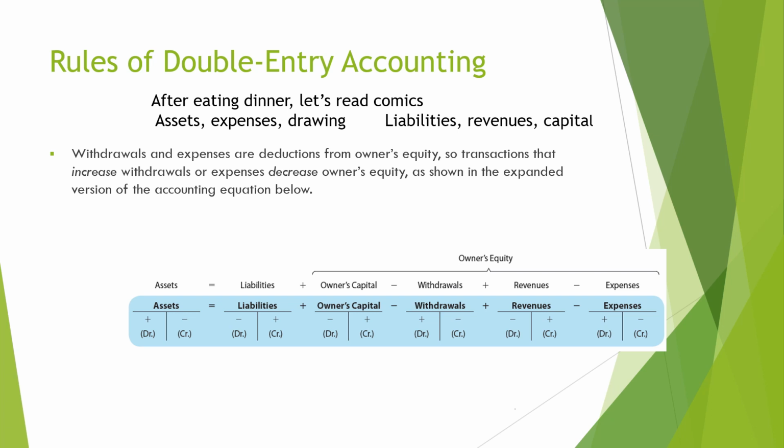So if it has a positive relationship to owner's equity, it's just going to work just like equity does. It'll increase on the right. Everything will increase with the credit. So let's find that. Here's owner's capital. It has a positive relationship, and again, it increases with a credit. Here's revenue. It increases with a credit.